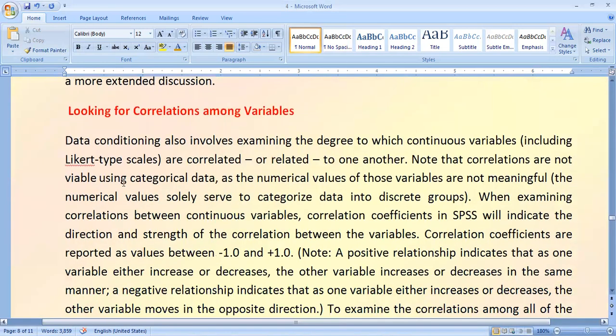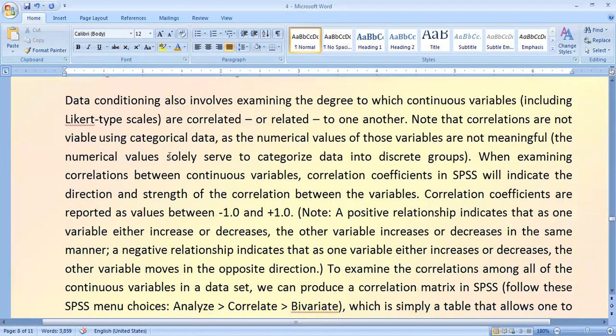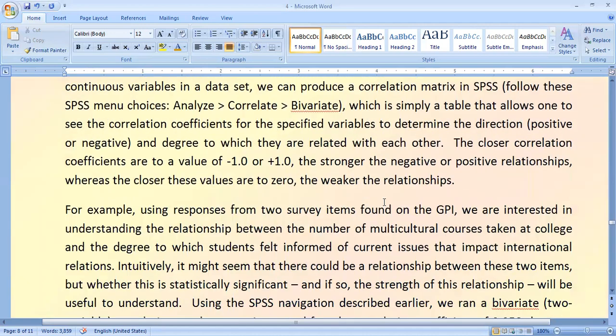Next, looking at correlations among variables. Data conditioning also involves examining the degree to which continuous variables, including Likert scales, are correlated and related to one another. Note that correlation is not viable using categorical data, and numerical values for such variables are not meaningful. The correlation coefficient ranges from -1 to +1, with 0 meaning no correlation.